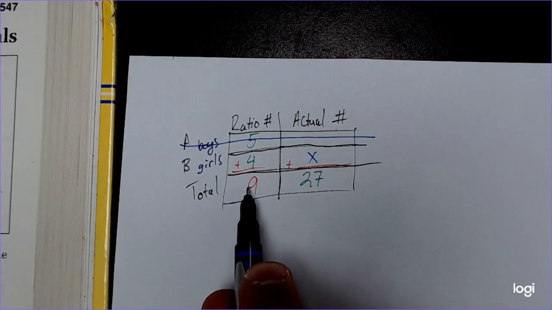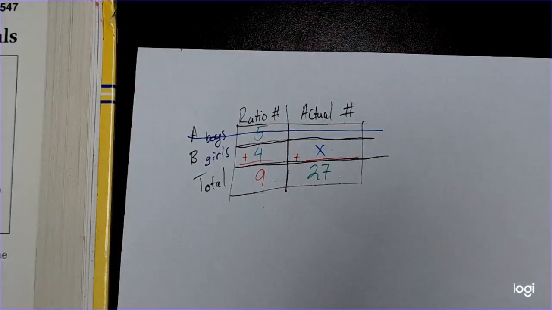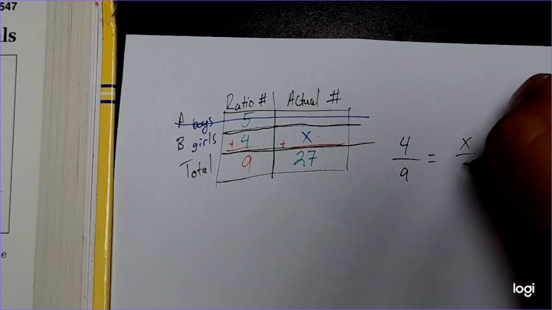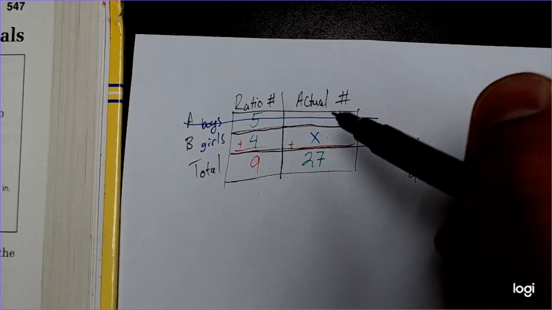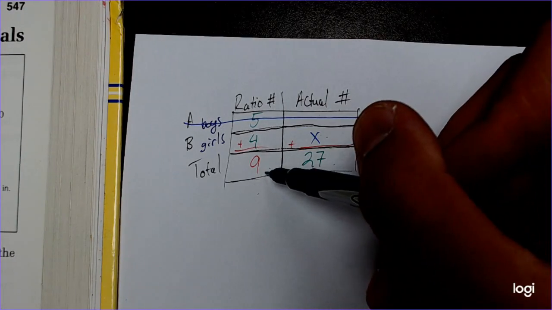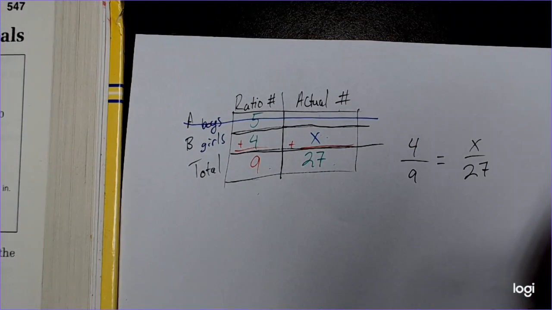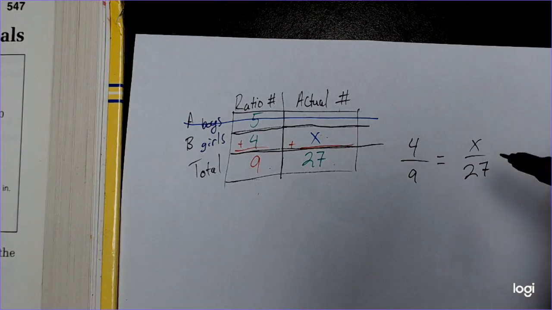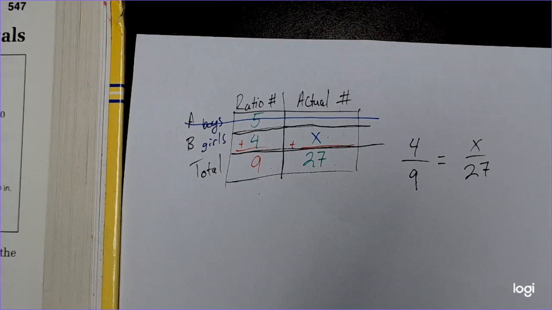I don't need the column of boys since they are asking for girls. Now the last thing I do is I write this as a proportion. I take the 4, the 9, the X, and the 27, and I write it as a proportion. So I'm going to write that over here. It's just going to be 4 over 9 equals X over 27. Right? So quick recap. First, we make our chart. We fill in all of the ratio numbers. Once we have all the ratio numbers and one actual number, we find out what we're looking for. Once we know what we're looking for, we cross out what we don't need, and then we set up a proportion.